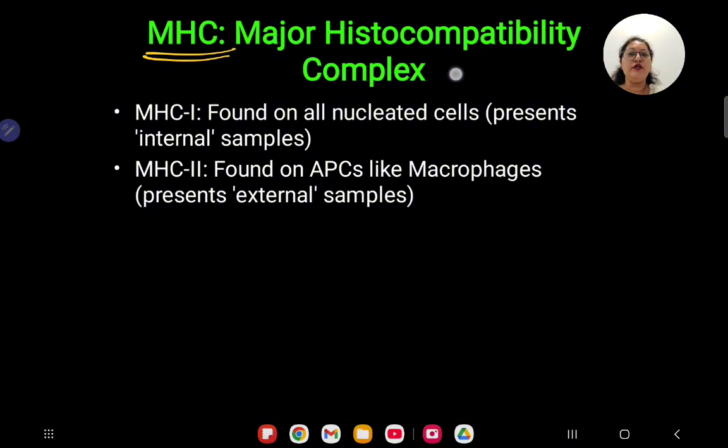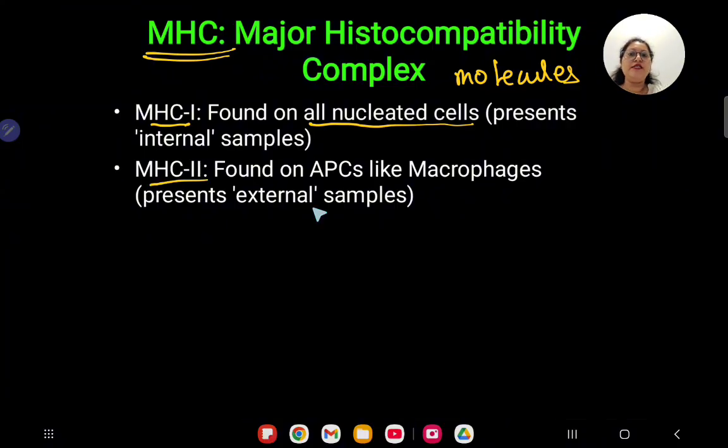These are certain molecules that you find on cells. On all types of cells we have these MHCs, even your foreign cells and your own cells. They are of two main types. MHC1, which is found on all nucleated cells, present in our entire body. So this tells our body that, okay, this is my own cell, I don't have to attack this cell. This is my own self identity.